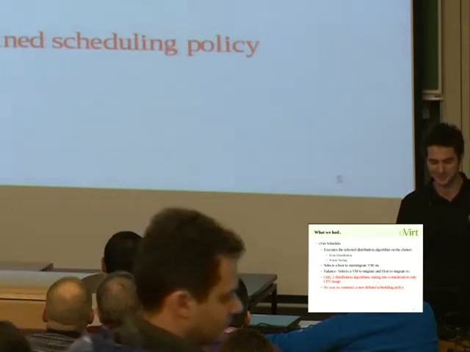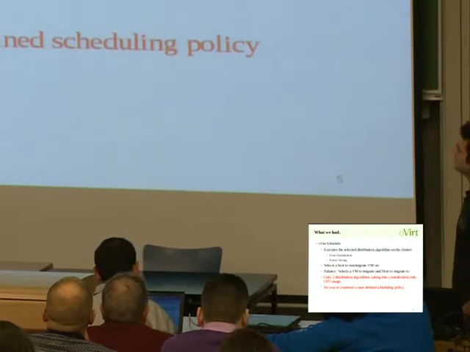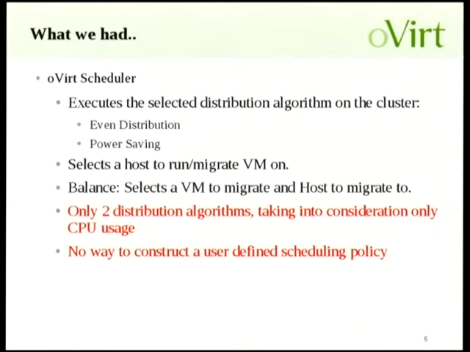Okay, what we had in oVirt a long time ago: basically we had two distribution algorithms for running and migrating VMs. When we ran a VM, we selected a host based on CPU load policies, either even distribution of CPU load or power saving, and it's pretty limited. We have only two distribution algorithms, and we can't construct a user-defined one. Basically, that is it.